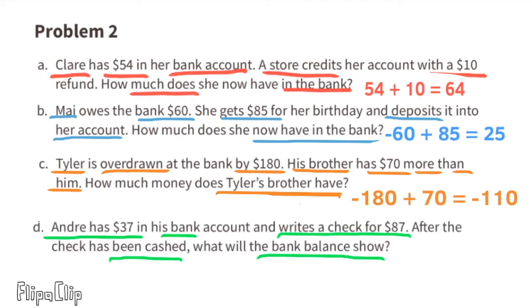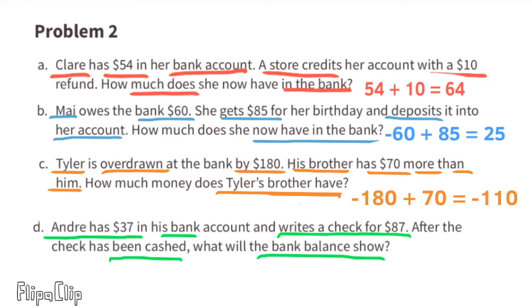Andre has $37 in his bank account and writes a check for $87. After the check has been cashed, what will the bank balance show? First of all, if Andre only has $37 in his bank account, he should not be writing a check for $87. He should learn how to balance his checkbook and only write checks that his bank balance can cover.